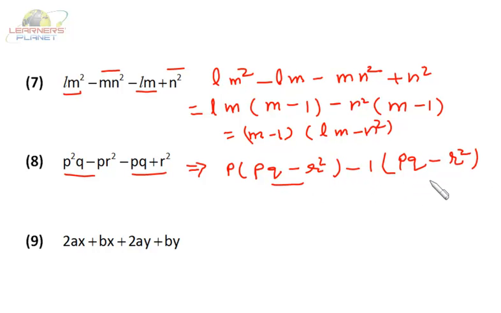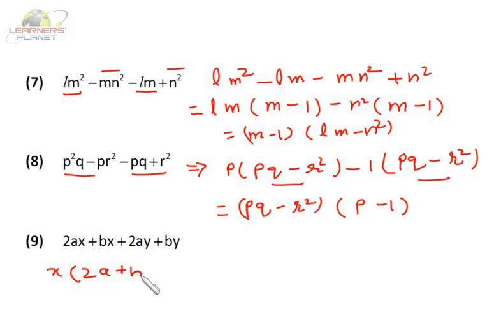Now we see pq minus r square is a binomial, which is common between these two terms. So that I can take as common. So from this I'm left with p, and from this I'm left with 1. So we got the factors of this expression, isn't it? Now let's see this. Here it is x, here it is x, and between these two y is common. So let's do this. From these two, I'm taking x as common, and I'm left with 2a plus b. And from these two, I'm taking y as common, and I'm left with 2a plus b.